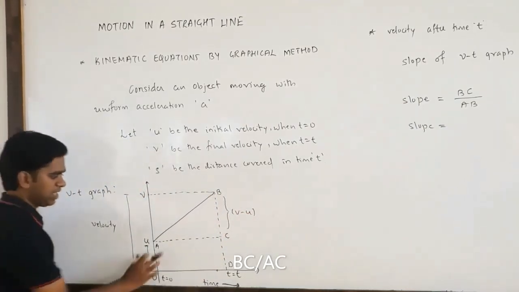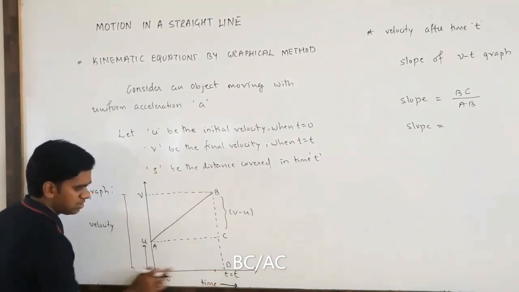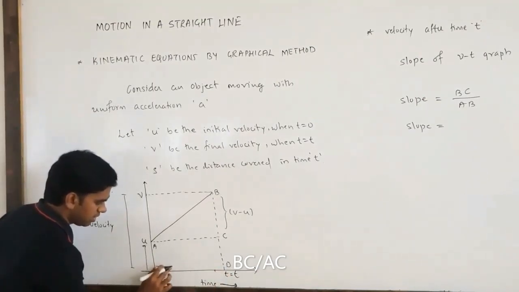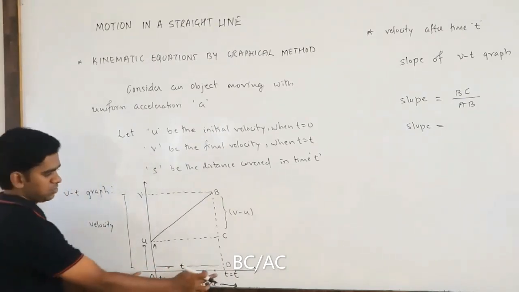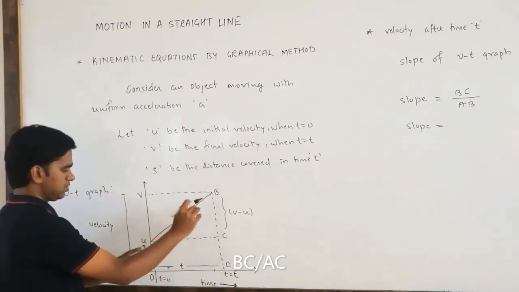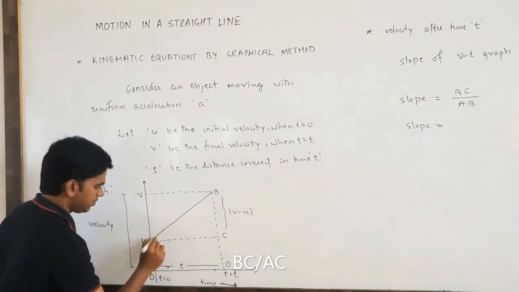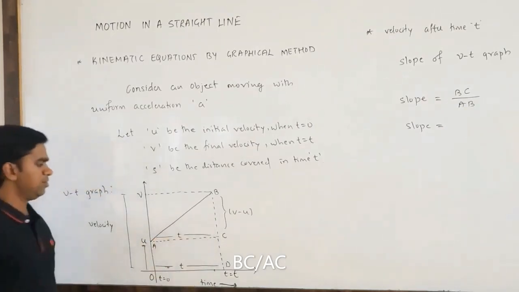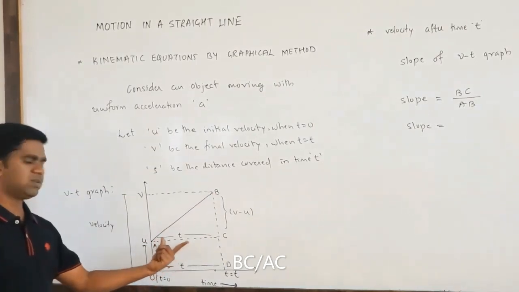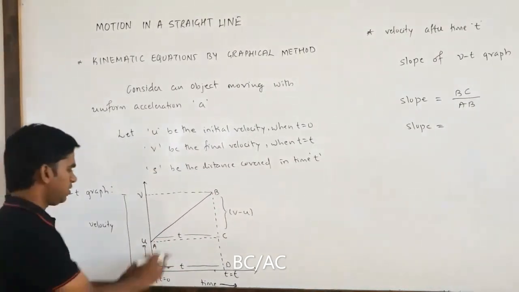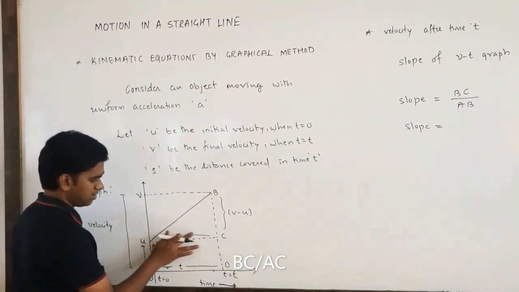Okay. Then what is AC? Here t equals to 0, here t equals to t. So this total is nothing but it is going to be just t. Getting the point? This is t, and this is V minus U. So BC is V minus U, and AC is going to be t. No need to draw all these things here, you just have to draw the graph. Okay, so let me erase it.